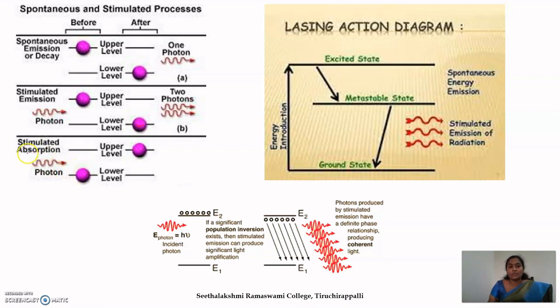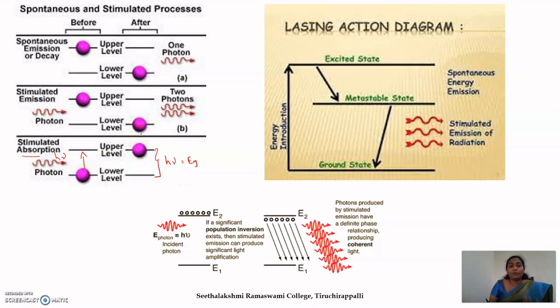This induced action is called stimulated absorption, because the incoming radiation will be absorbed by the photons at the ground state, and by absorbing the energy, they will make the transition from the lower level to the upper level, and this transition is called stimulated absorption. And this stimulated absorption is possible only when the incident radiation energy, say h nu, is of the order of the energy gap between the upper level and the lower level. Otherwise this stimulated absorption won't happen.